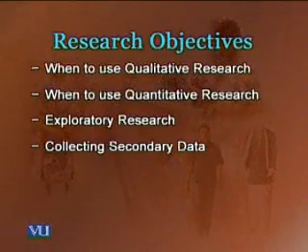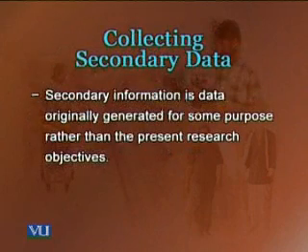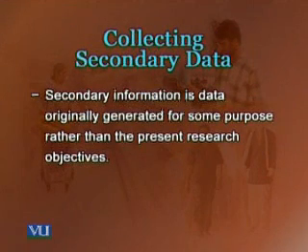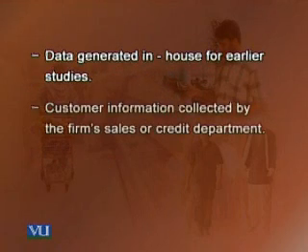The next step of the research is collecting the secondary data. Secondary information is data originally generated for some purpose other than the present research objectives. Data generated in-house for earlier studies or customer information collected by the firm's sales or credit departments usually are included in such data. Secondary data is always collected because it also points out certain directions. It helps researchers narrow down their options.